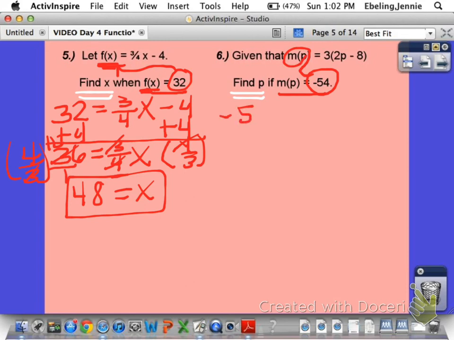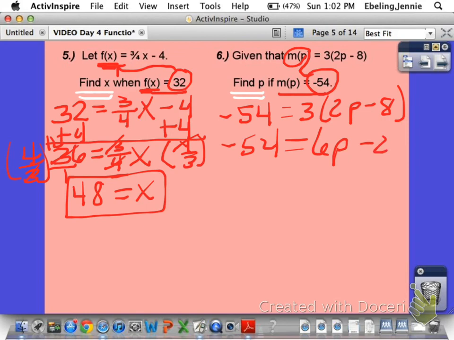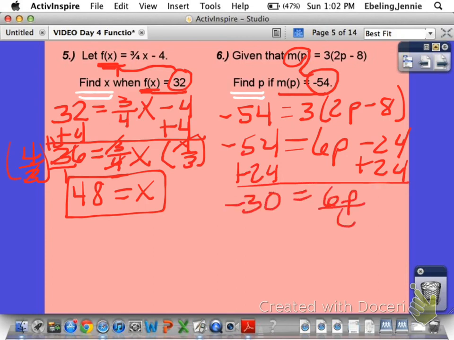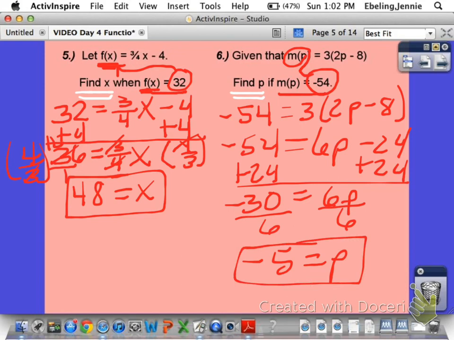So I have negative 54 is equal to 3 times 2p minus 8. And then go through and solve this. So negative 54 is equal to, using my distributive property here, 6p minus 24. I'm going to add my 24 to both sides, and then I get negative 30 is equal to 6p. I'm going to divide both sides by 6, and I get negative 5 is equal to p. So notice the directions were different on these two.